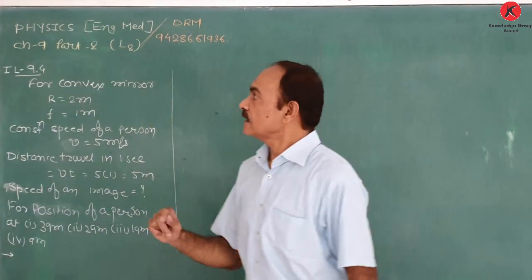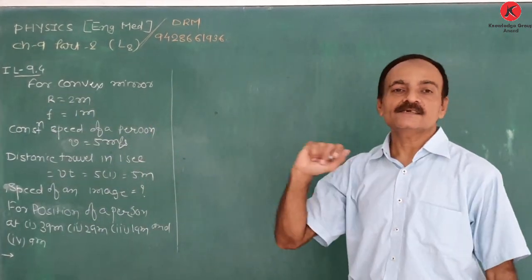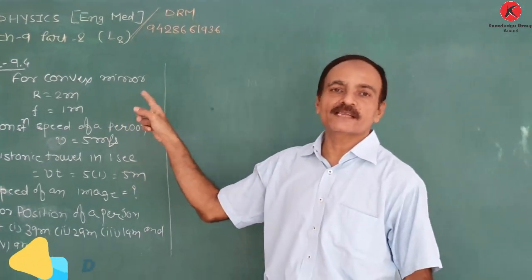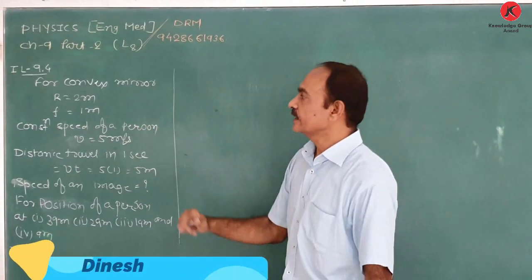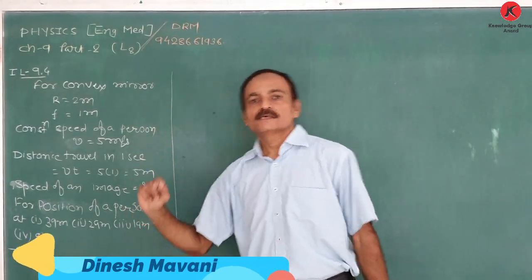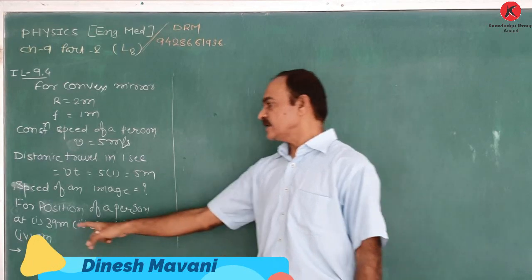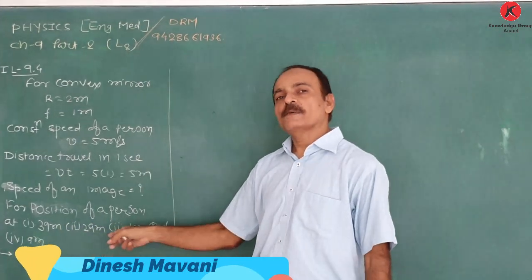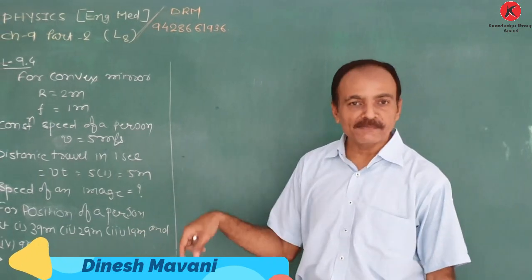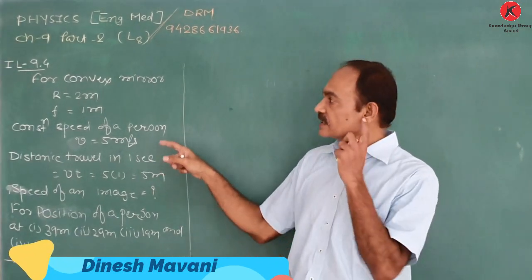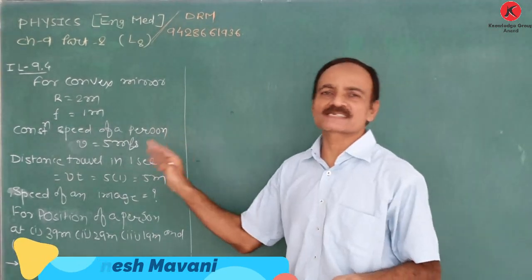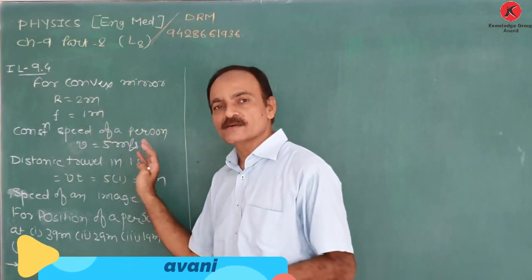Dear friends, in the last lecture we discussed the numericals of exercise 9.1, 9.2 and 9.3. Today we first discuss illustration 9.4. That is quite lengthy because for four positions of a person we have to find the speed of the image experienced by the person. First, we discuss what the question is.